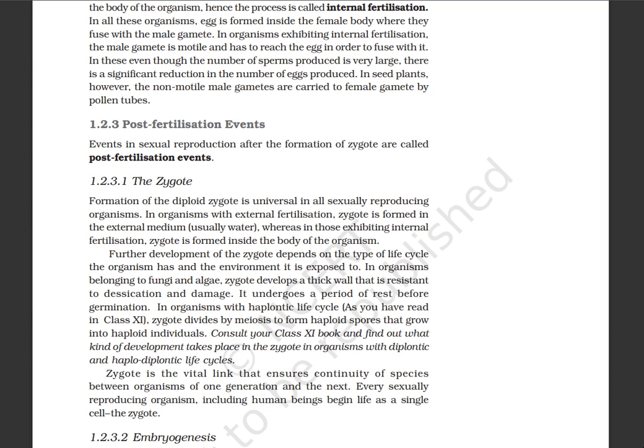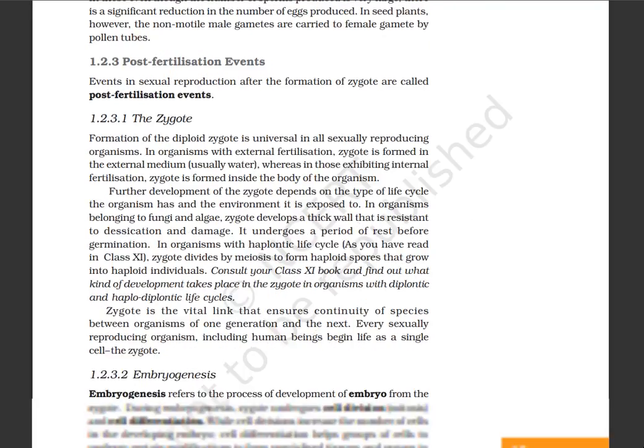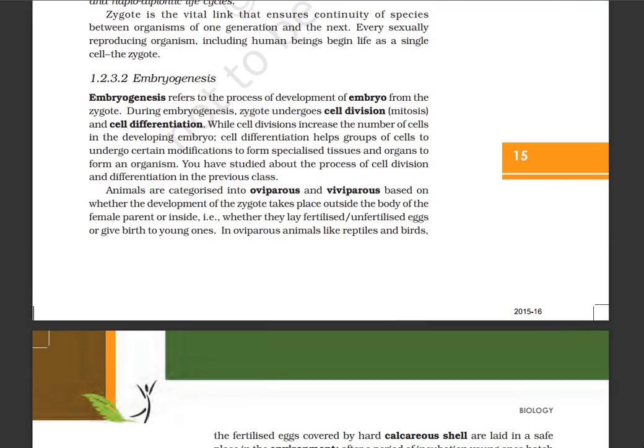Zygote is the vital link that ensures continuity of species between organisms of one generation and the next. Every sexually reproducing organism, including human beings, begins life as a single cell, the zygote. 1.2.3.2 Embryogenesis. Embryogenesis refers to the process of development of embryo from the zygote. During embryogenesis, the zygote undergoes cell division, mitosis, and cell differentiation.